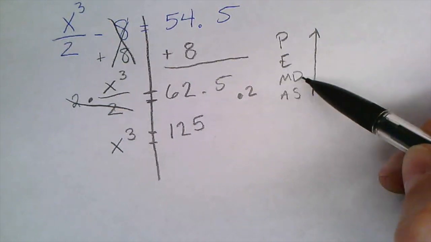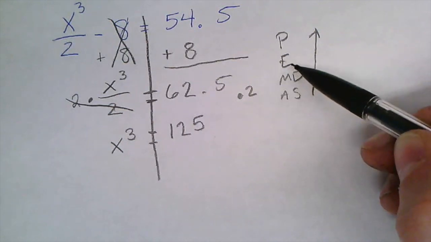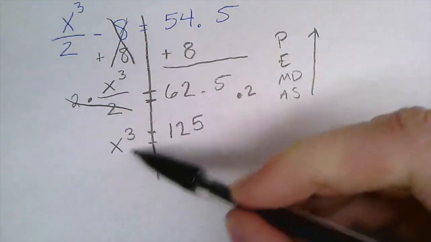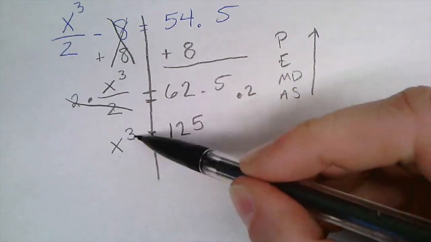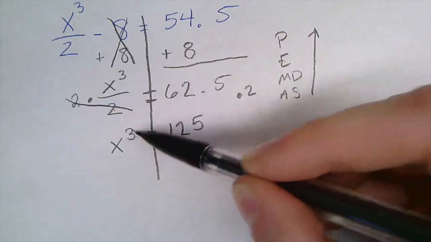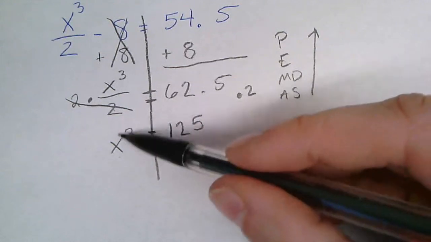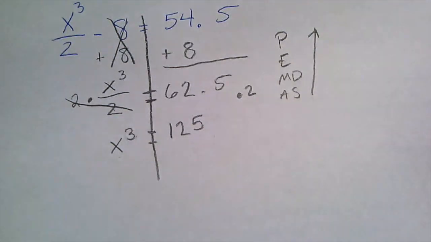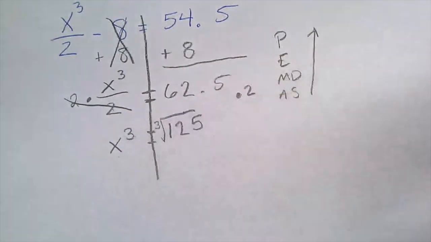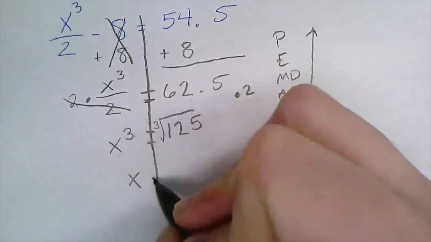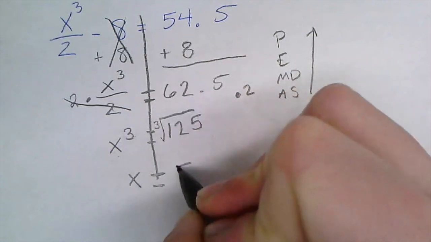Now I've finished the multiplication and division step, I'm ready for the exponent step. I'm looking on the left side of my equation for where I see an exponent, and that's right here, x to the third power. Now to undo a third power, or cubing something, I need to take the cubed root. So I'm going to take the cubed root of 125, and again, maybe I know what that is, or maybe I need to use my calculator. I should get x is equal to 5.